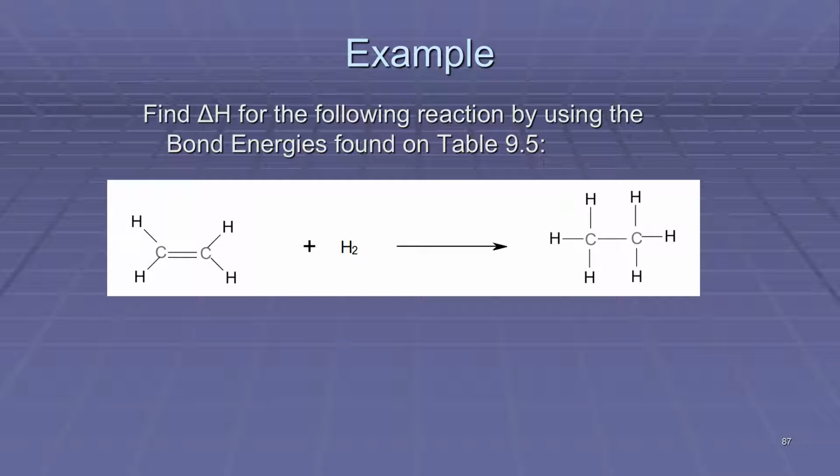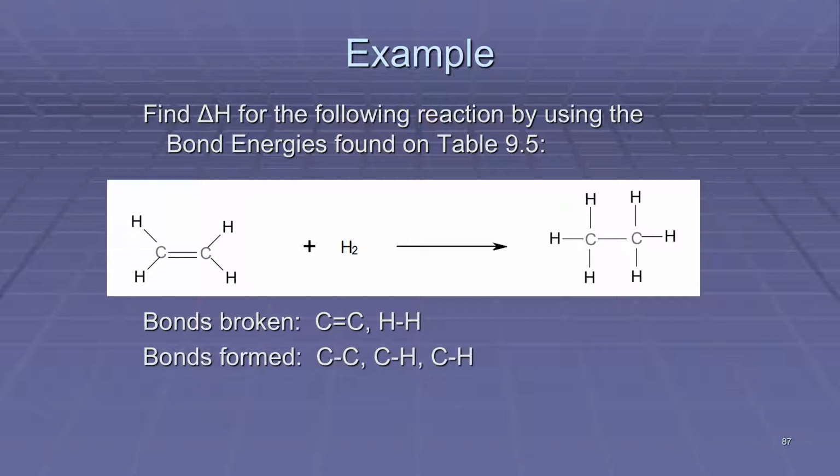So what do we have to break? We're going to have to break a CC double bond and we're going to have to break an HH bond. Okay, so a CC double bond and an HH bond. What's going to have to be formed on the other side? Well, we're going to have to reform that CC bond. It'll be a CC single bond. Then we have one CH bond to one of the carbons and another CH bond to the other carbon. So we have one CC bond that's forming and 2 CH bonds that are forming.